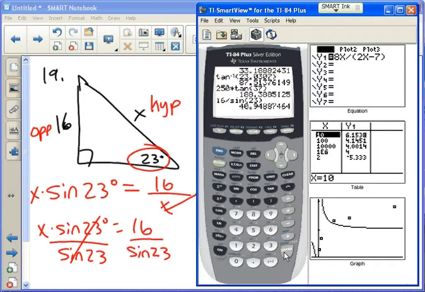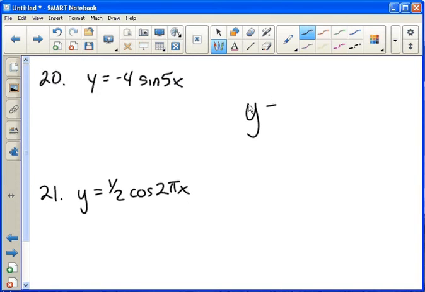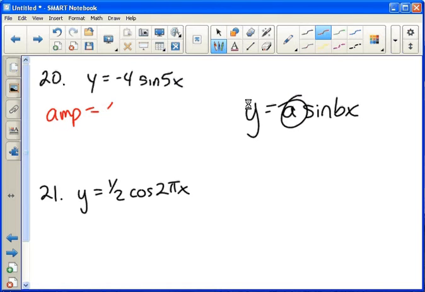Number 20, find the amplitude and period of the function. Okay, in general, these functions are of this form. The amplitude is the a. It's the number out in front of sine or cosine. It works both ways. So, it's the absolute value of that number. So for number 20 here, the amplitude is 4. It's its absolute value. And for number 21, the amplitude is 1/2 because it's the number out front, or the absolute value of the number out front.